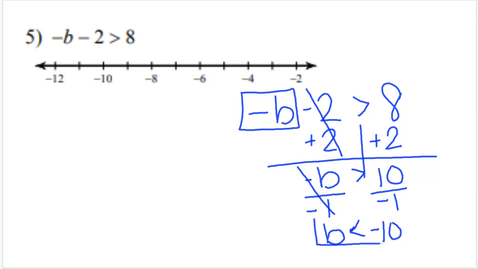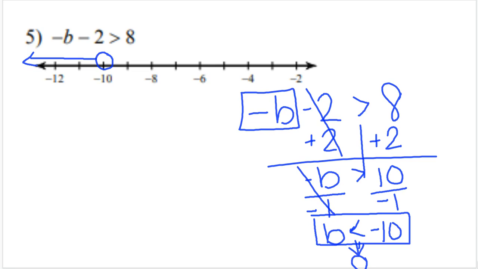So my answer is b is less than negative 10. Now remember, with the less than sign, that means I have an open circle. So I'm going to go ahead and come over to my negative 10 and put an open circle. B is less than. So that means my solutions need to be smaller than negative 10. So I would graph in the direction of the negative 12.